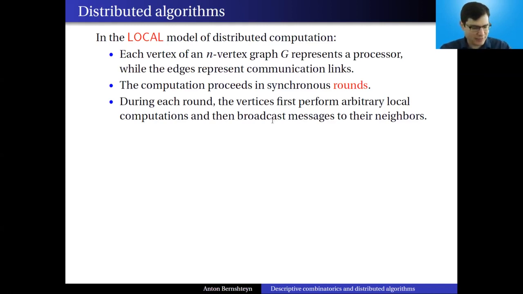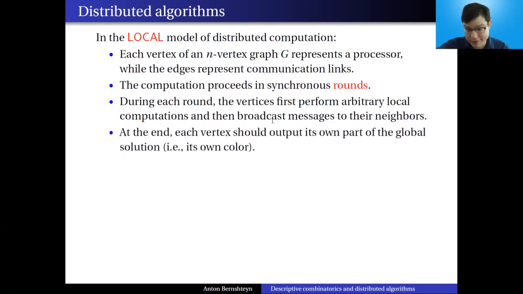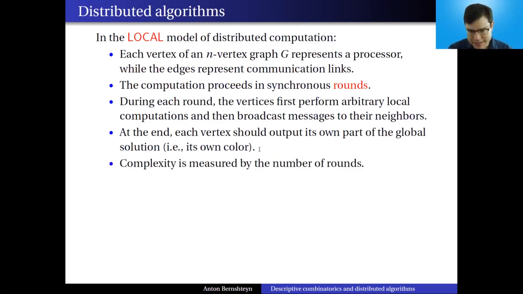So every vertex composes messages to its neighbors, and then they all, in the whole graph, simultaneously send and receive messages from their neighbors. And now using this extra information, they again do a computation, send new messages, etc. At the end, after some number of such rounds, every vertex has to output its own part of the solution to the problem. So in other words, its own color. And the complexity of such an algorithm is measured by the number of rounds required. So that's the only thing we care about, how many rounds you need.